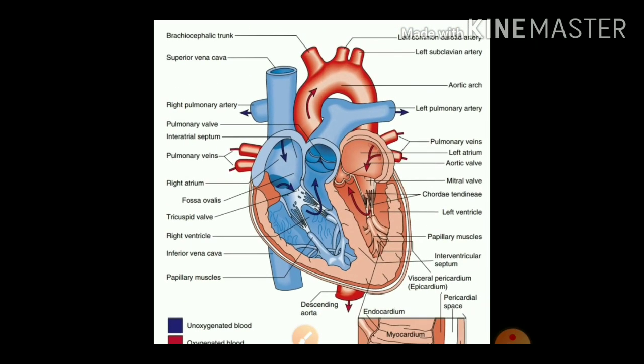Draw this diagram in your practical file with pencil. You can use color pencil, you can use color pens, but not sketch pen, and explain each part in your practical file. Till then, take care.